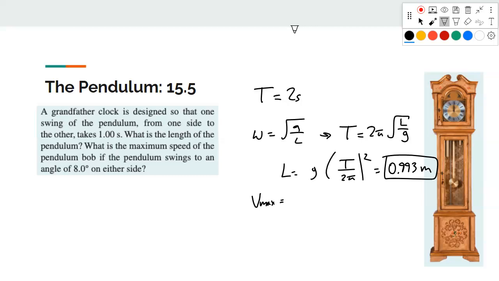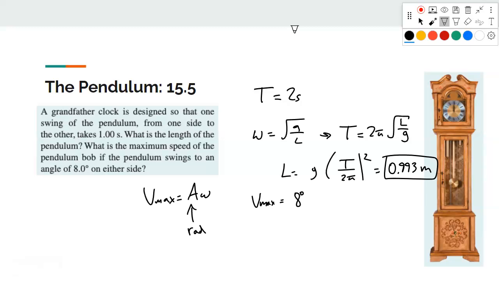It'll just be the amplitude, 8 degrees, times our omega, which is just 2 pi... let me be more careful with this. I'm reading my notes. So our maximum angle is 8 degrees, but in order to use this equation, Vmax equals A omega, our omega is in units of radians per second. So we need to convert this amplitude into radians as well in order to have a consistent set of units.